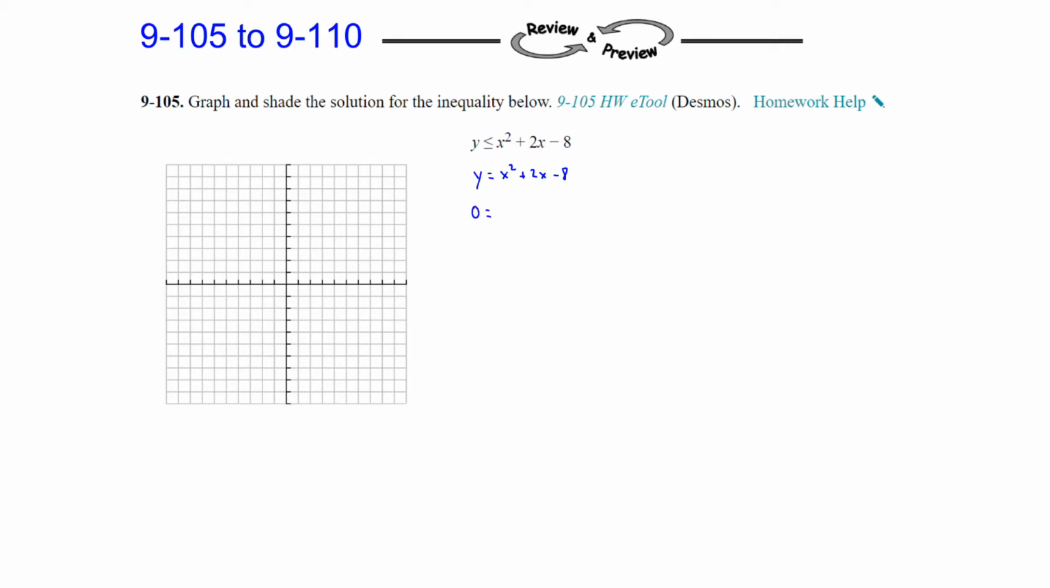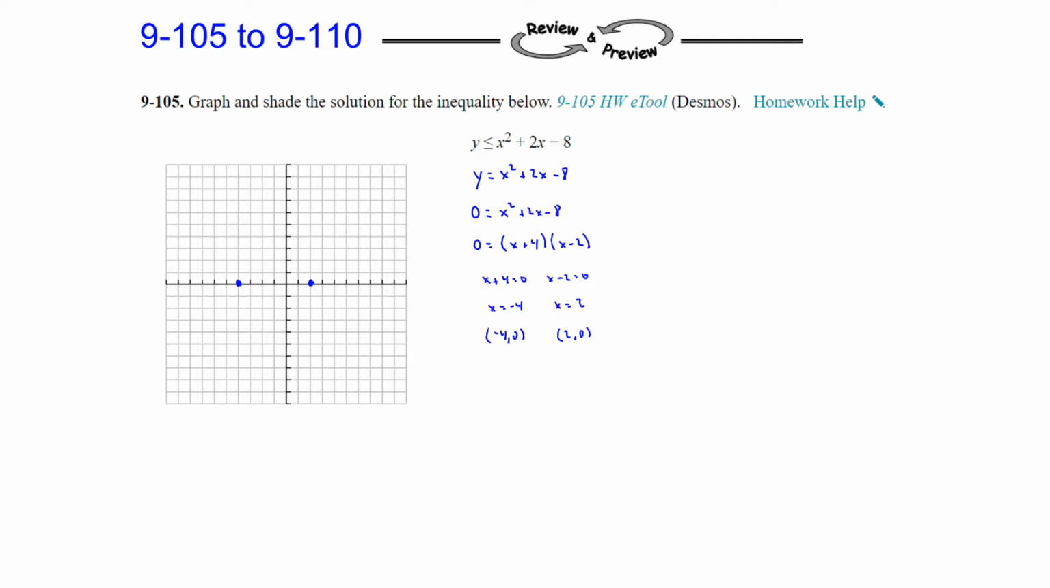So 0 is equal to x squared plus 2x minus 8, and that is factorable, so that's x plus 4 and x minus 2, and you can use your generic rectangle to figure that out. And then we'll use our zero product property to find the zeros, which is at x equals negative 4 and x equals 2, so our x-intercepts are (negative 4, 0) and (2, 0), so we can plot those 2 points.